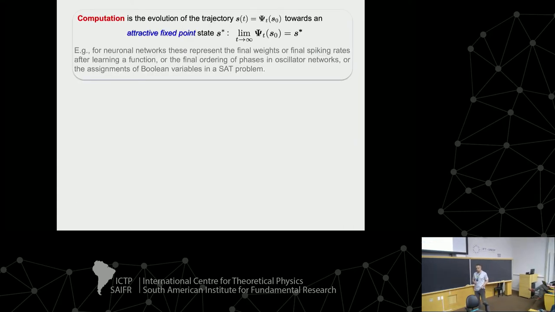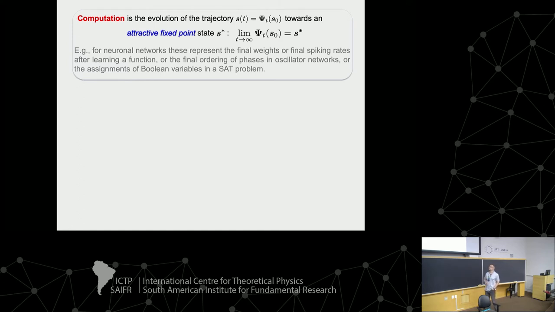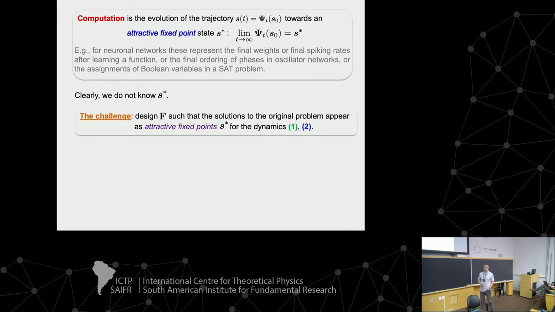So, computation in this framework is nothing but the evolution of the trajectory of a system towards an attractive fixed point, which represents the answer to your question. So that's how you would like to set up your analog computer. You ask it a question, you let it run its algorithm, and then it flows into some state. And when you read off that state, you get your answer to your question. Of course, we don't know the answer. Otherwise, we wouldn't be searching for it.